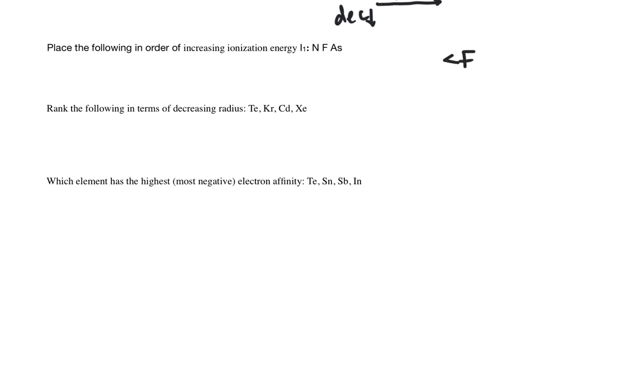And then if we look at nitrogen and arsenic, nitrogen is in the same row and arsenic is below that, which means that we have nitrogen, then arsenic. So we go from least to greatest.